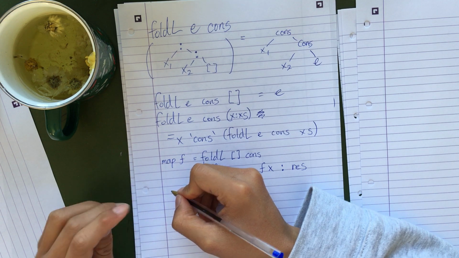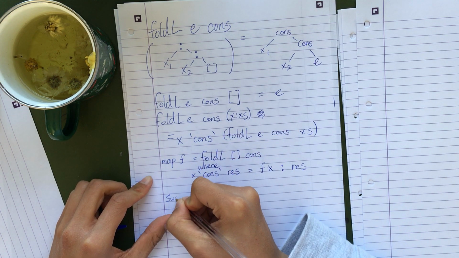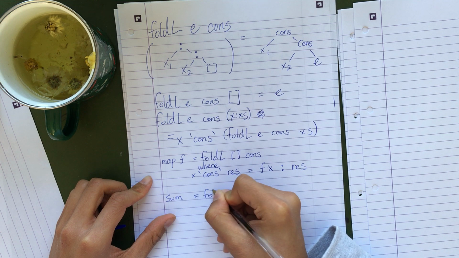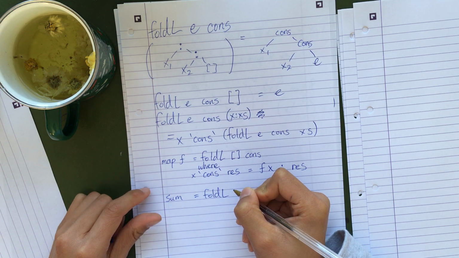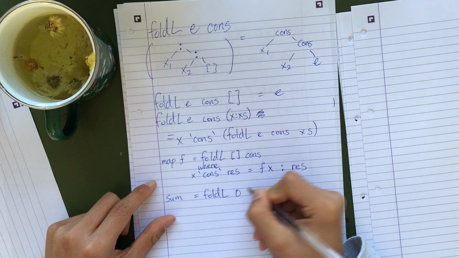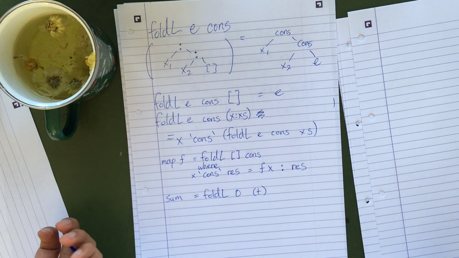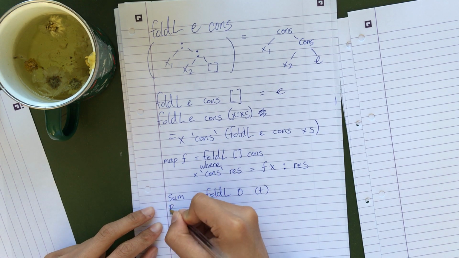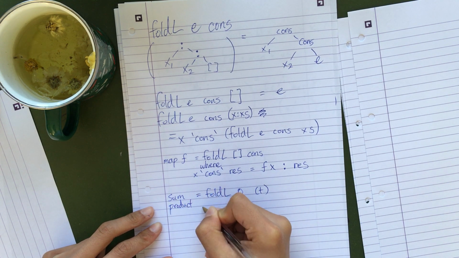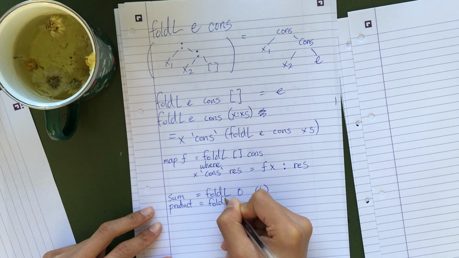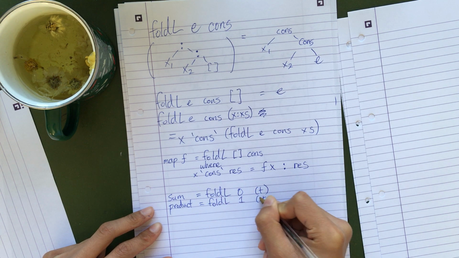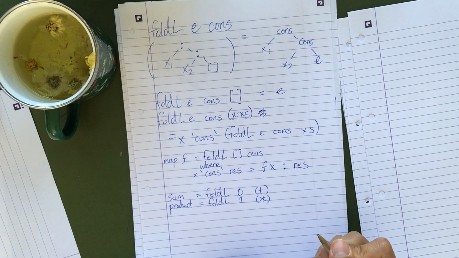Oh, the other one was sum, right? So sum, it's going to take the empty list and replace it with a 0. Take the cons, replace it with a plus, and that's it. Now this gives us more ideas. We could write maybe product as foldL of 1 and times, and that's it. That's product. No more work. Easy. Instant solve.